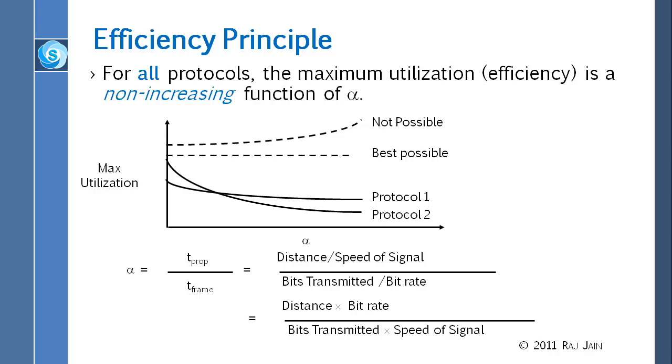Alright, so the principle is, for all protocols, the maximum utilization or efficiency is a non-increasing function of alpha, where alpha is t prop upon t frame. T prop is equal to distance divided by the speed of the signal, that is the propagation delay. T frame is the bits transmitted divided by the bit rate, right? And if you bring this up and down, you get distance times bit rate divided by the bits transmitted times the speed of signal.